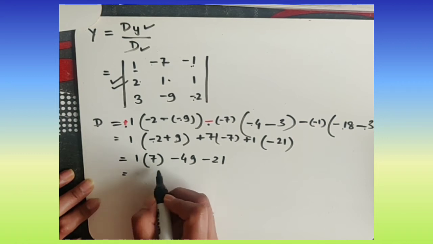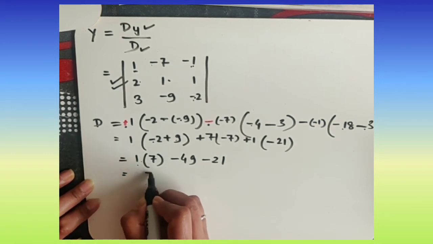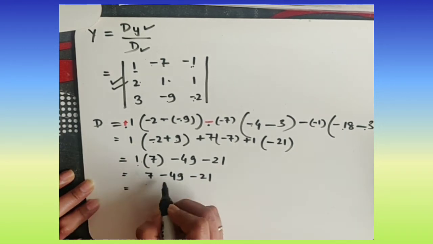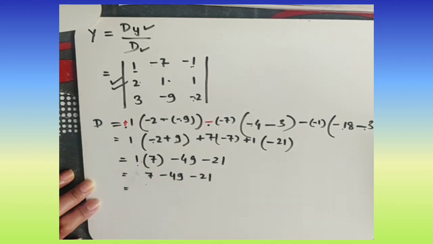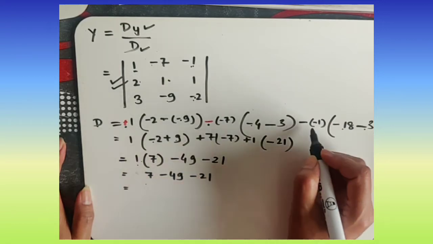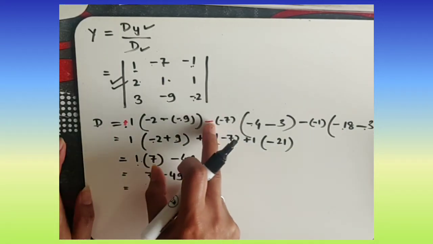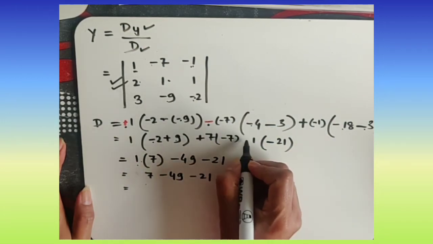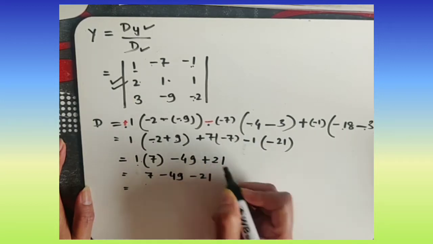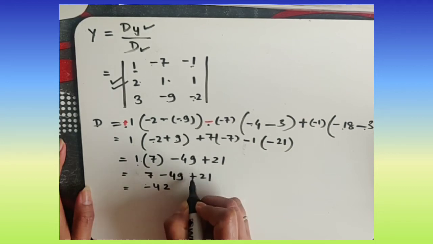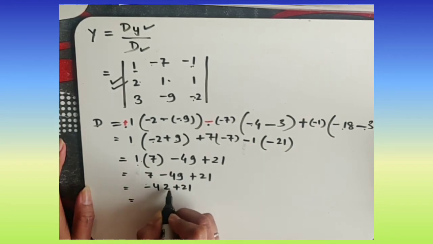Then here plus, here it will be 7 minus 49 and minus 21. So here it will be, the rule says plus minus, and then here it will be plus, I made a mistake here. So plus minus, here it will be minus 1, here it will be plus 21, then plus 7 minus 49 will give us minus 42, and then plus 21, and then minus 42 plus 21 will be minus 21.